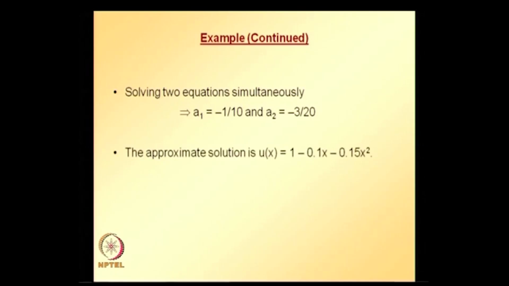Now, you know what you need to do with these coefficients. You need to substitute these coefficients a1 and a2 back into the admissible trial solution we started out with. What is the admissible trial solution we started out with? It is u equal to 1 plus a1 x plus a2 x square. So you substitute a1 equal to minus 1 over 10 and a2 equal to minus 3 over 20, and you get the approximate solution.